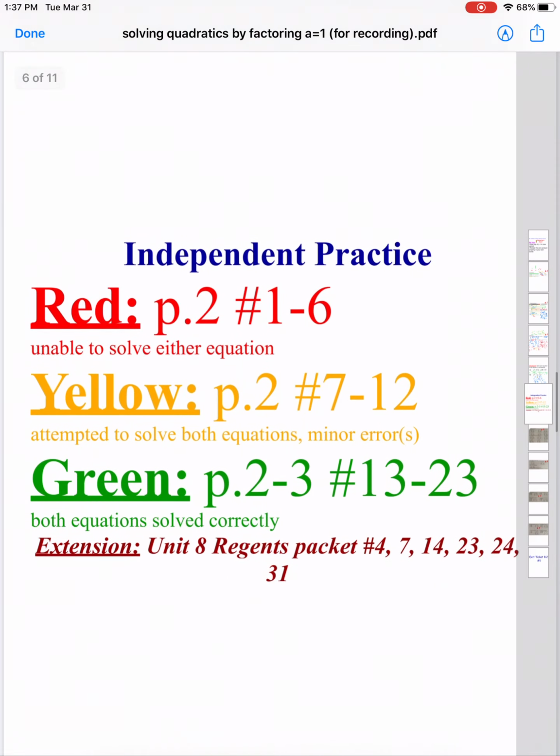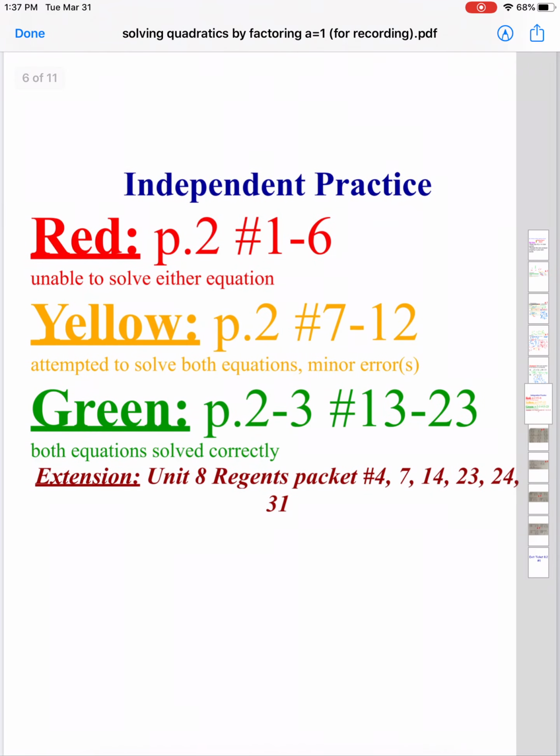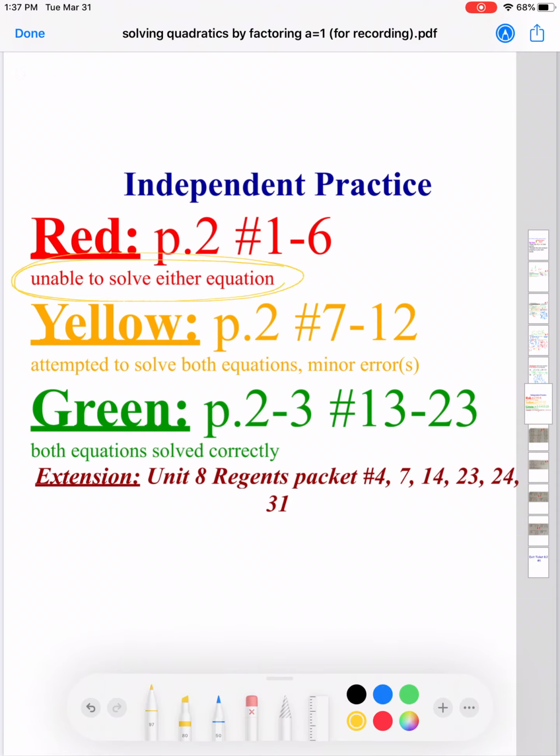Okay, at this point of the lesson, we're getting into our independent practice. So you should be looking in the packet Solving Quadratic Equations Part 2. If you feel like you were unable to solve either of those equations and you're not really ready to tackle some more challenging problems, I'd like you to start on page 2 with numbers 1 through 6. You'll notice on those problems we've already factored it out for you, so you're just practicing using your zero product property.